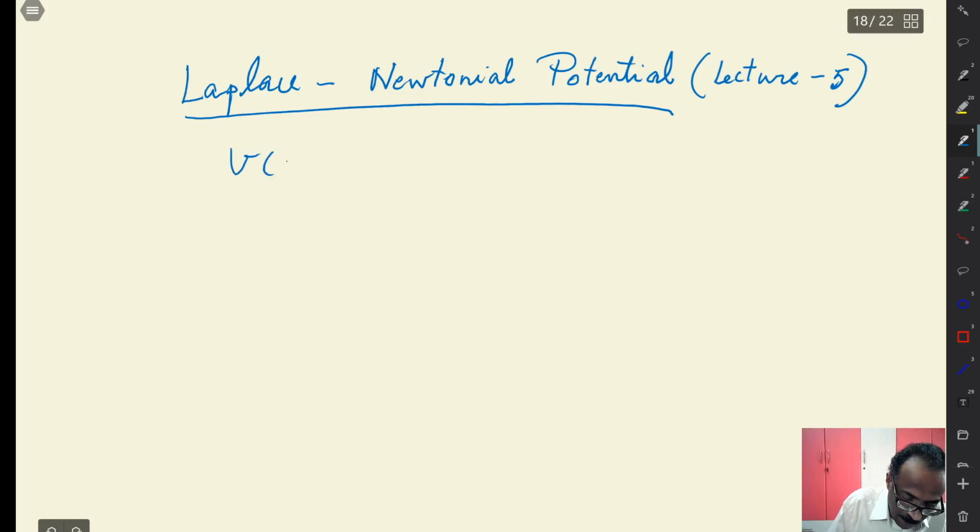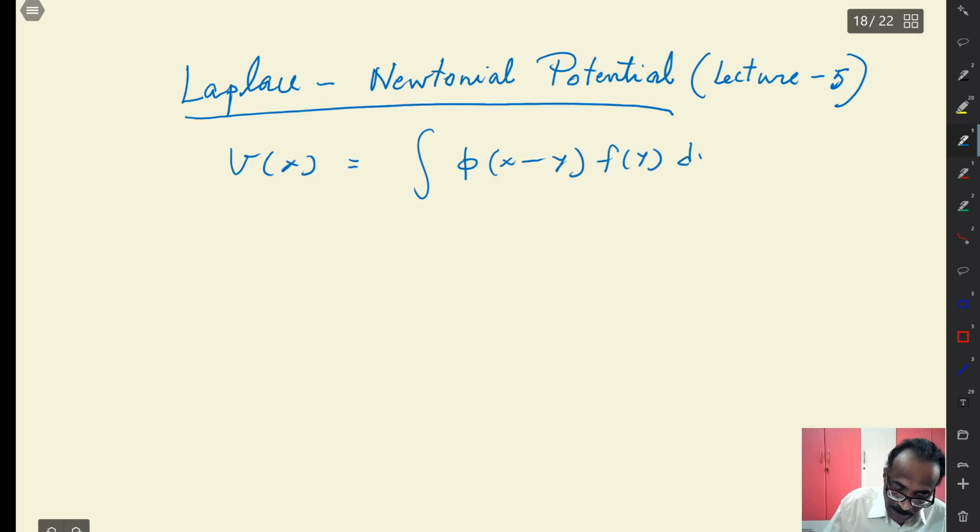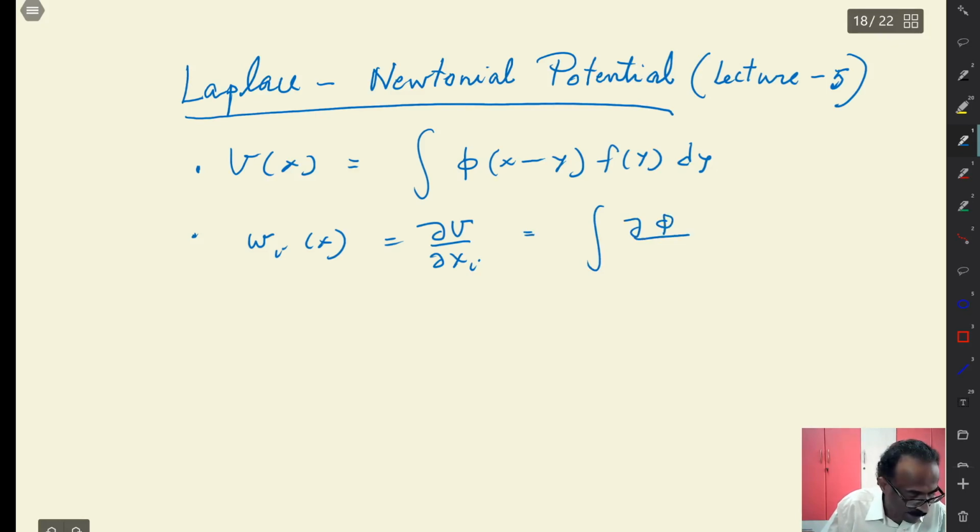v(x) equal to this. So we complete it, not that everything is over, but we will not do it further. In the last class, we actually computed w_i(x) equal to dv/dx_i, and there is no need of any additional assumption. You will see the difficulty here. This is nothing but the integral of dv/dx_i of (x minus y) f(y) dy.